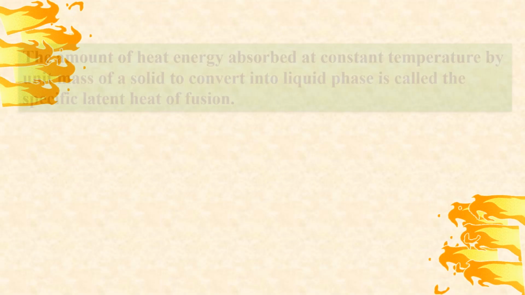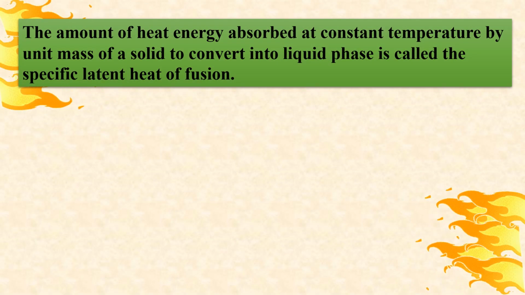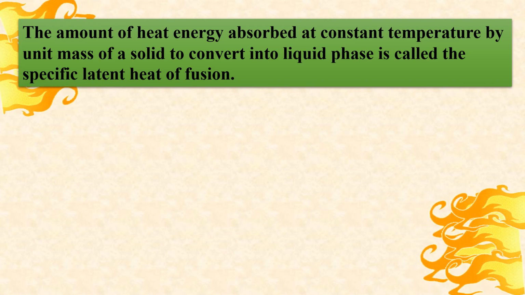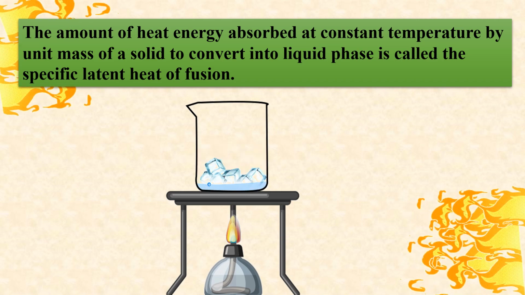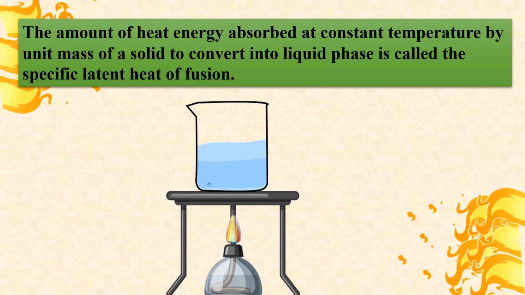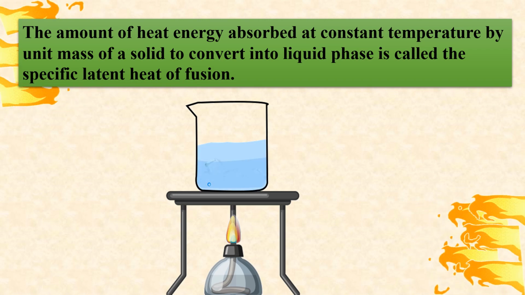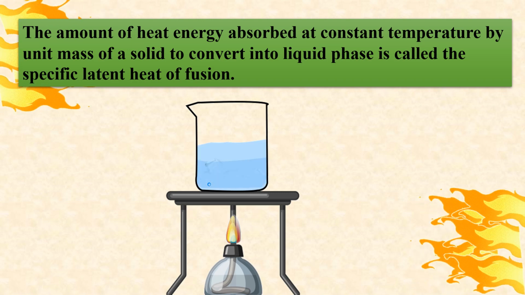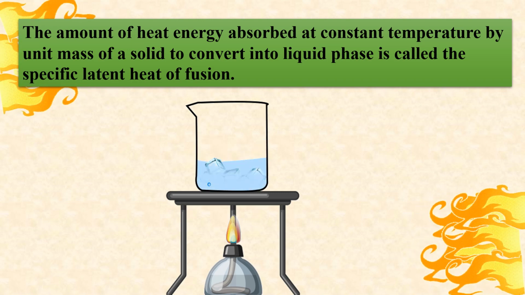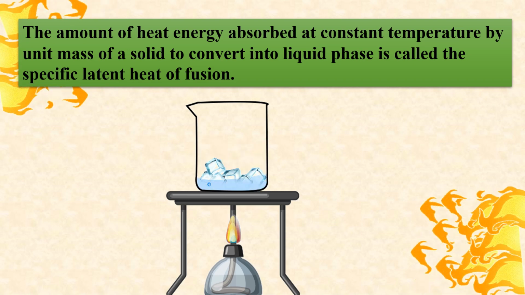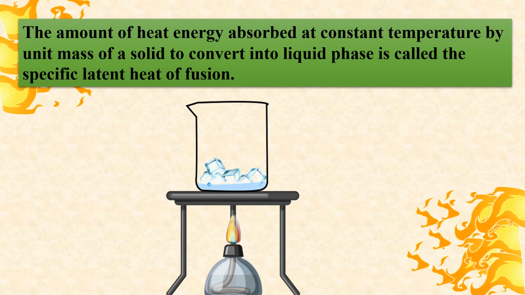Let's continue ahead. The amount of heat energy absorbed at constant temperature by unit mass of a solid to convert into liquid phase is called the specific latent heat of fusion. Now there is one word extra over here, okay? But this is a definition and you need to remember it word to word. Okay, you cannot write it down in your own words. So pay attention to what I'm saying and listen to it carefully.